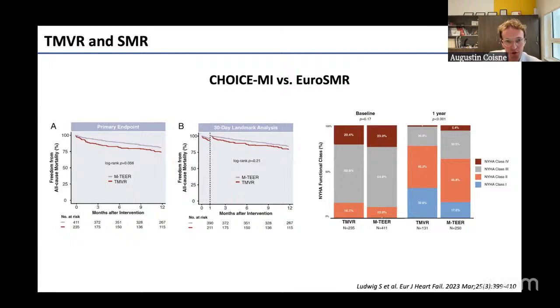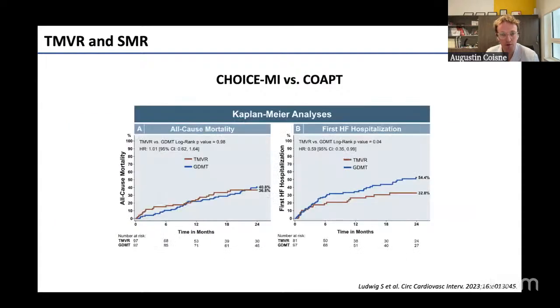Finally, just a couple of words about TMVR in patients with secondary MR. We have this data from CHOICE-MI where they compared the outcomes in CHOICE-MI patients and patients matched with EuroSMR, and they found that patients who underwent TMVR had better improvements in NYHA functional class at 1 year, and let's say similar survival after the 30-day landmark analysis. Of course, it's a transapical access, so it can be a therapeutic solution for our population.